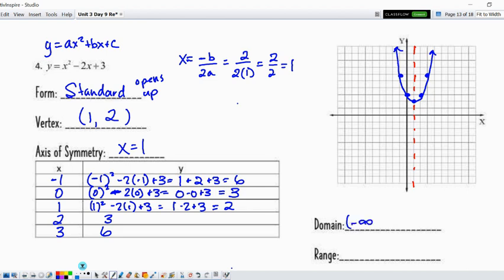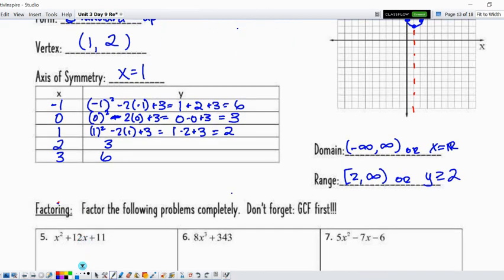Our domain, arrows to the left and right, -infinity to +infinity, or x is all real numbers. And for our range, we're starting at the lowest y value of 2. That's our vertex, which would also be the minimum. It's included, and we go up to +infinity. We can also say y values are greater than or equal to 2 if you prefer set notation.